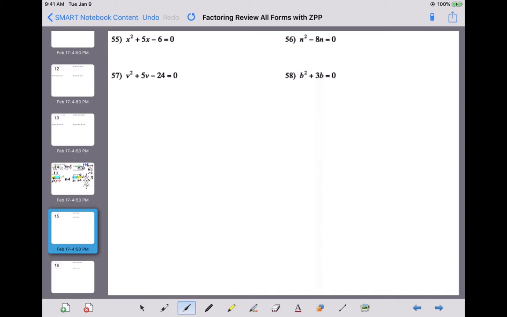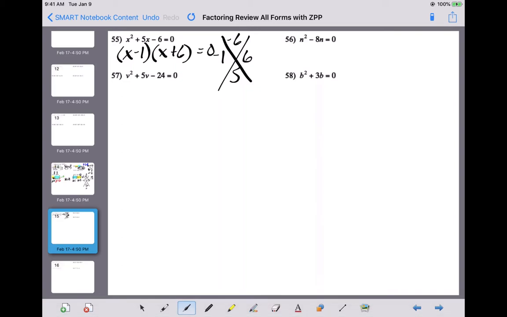Maybe I'll do number 55 here. So numbers that multiply to negative 6 and add to 5. That would be negative 1 and positive 6. So x minus 1 times x plus 6. That's the factored form of the polynomial above. And then that needs to equal 0.